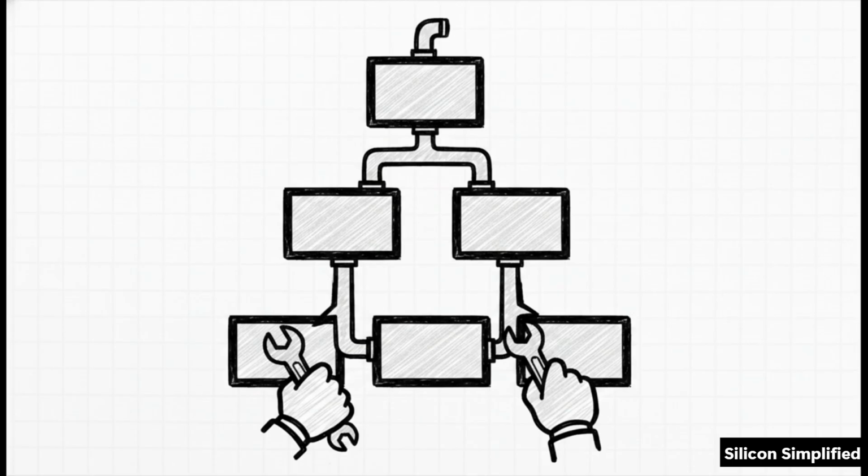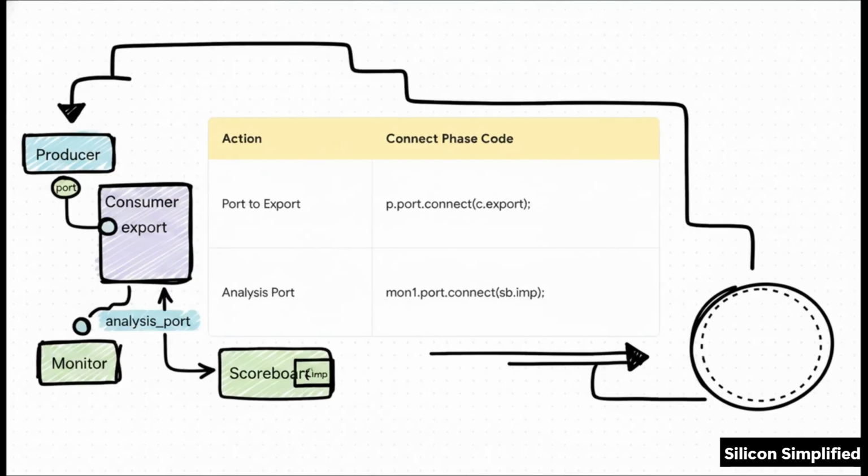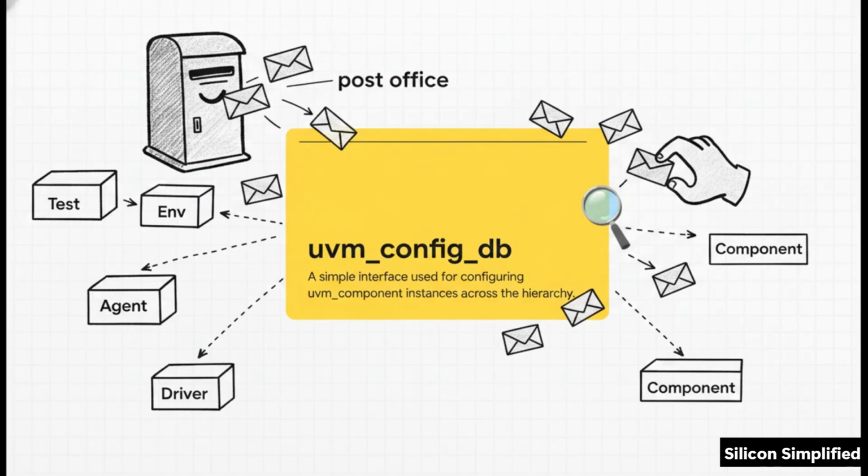Once all the components physically exist, we can start connecting their communication pipes, which in UVM are called TLM, or transaction-level modeling, ports. Connecting these TLM ports is wonderfully clean. You simply call the .connect method. You might connect a producer's port directly to a consumer's export, or a monitor's analysis port over to a scoreboard's implementation port. This architecture ensures that the monitor doesn't need to know a single thing about the scoreboard. It just writes to its own port, and the UVM infrastructure magically handles the delivery. It is total decoupling.